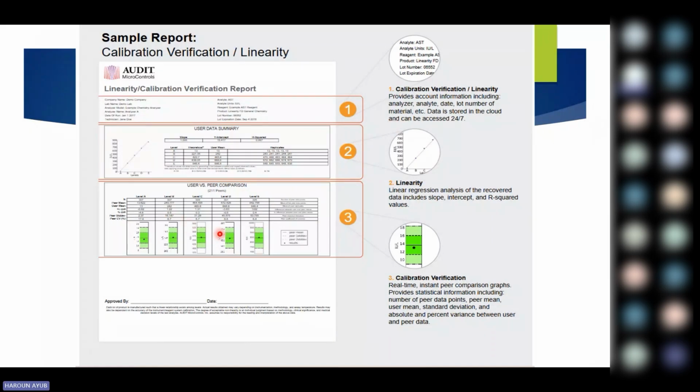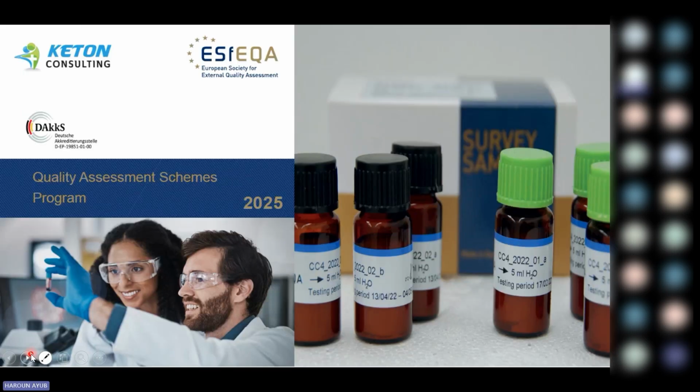You will also be able to compare yourself to other peers using the same materials worldwide, and you're able to assess your linear regression graphs. This is part of our EQA programs.